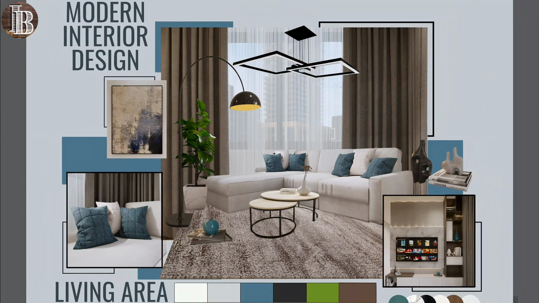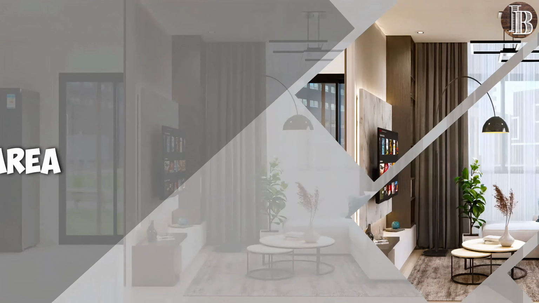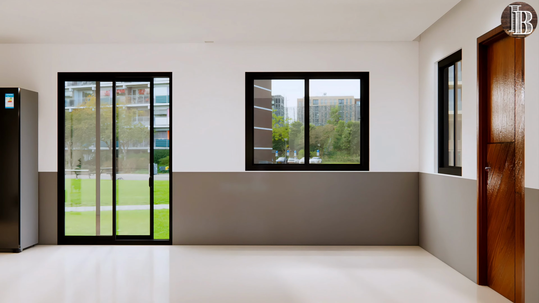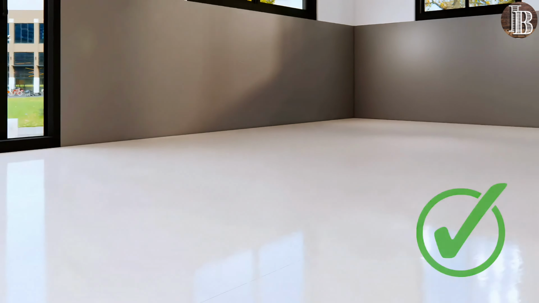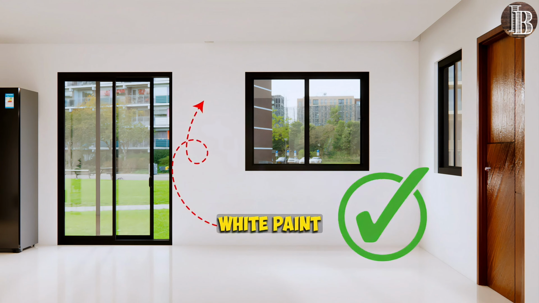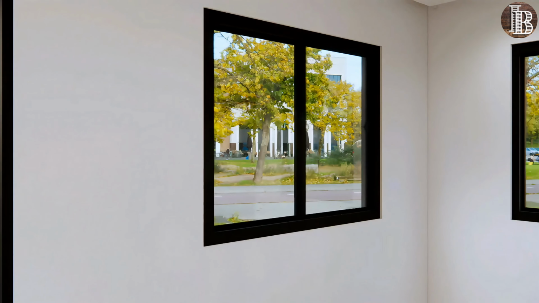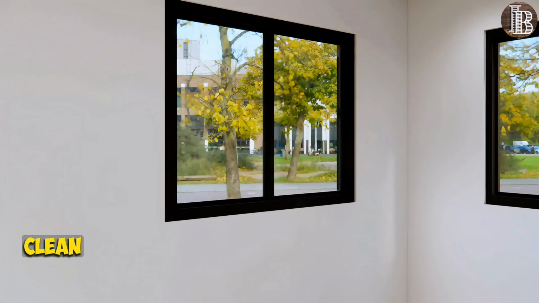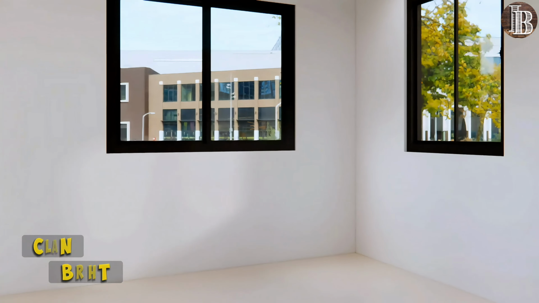And here are some of the materials we will use in this redesign. Now, let's start with the redesign. As George mentioned, we will retain the flooring, which works well because it fits the modern design. For the living room walls, the existing white paint is perfect since it helps highlight the furniture and accents in the interior. It also creates a clean and bright atmosphere, which is ideal for the overall vibe.